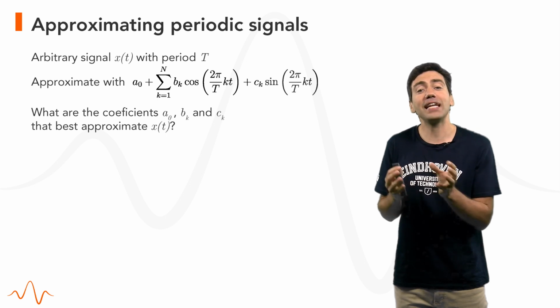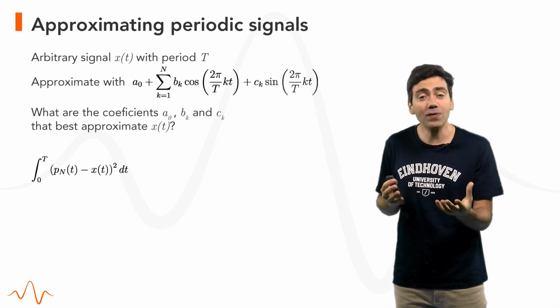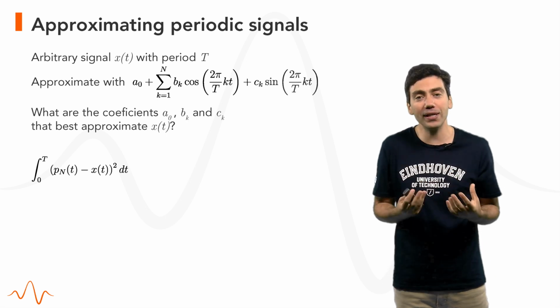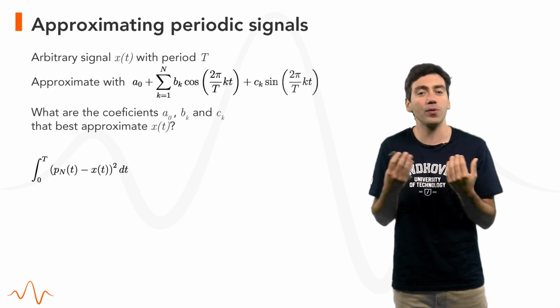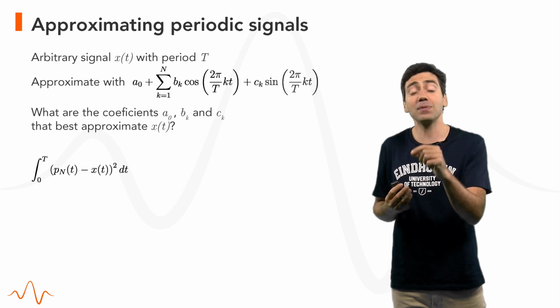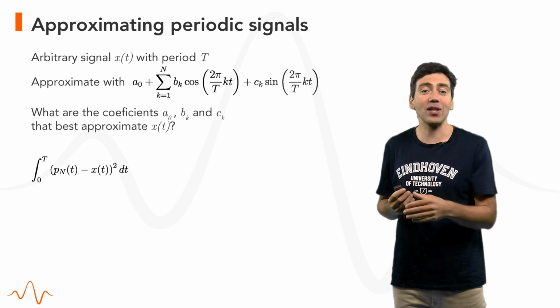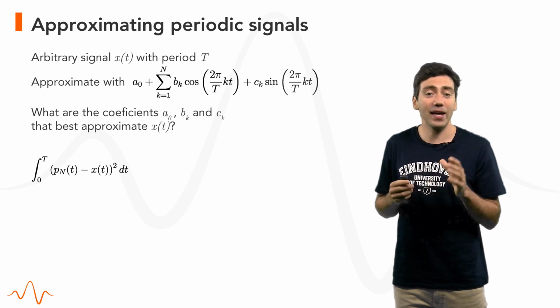So we want to define that error cost function. This error cost function is nothing more than this difference between the signals squared, and then we integrate this squared difference over a period, and that gives us a number. If this number is small, we have a very good approximation. If this number is large or very large, we have a poor approximation.